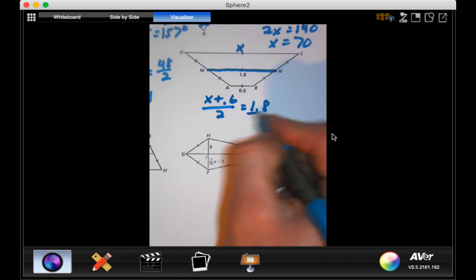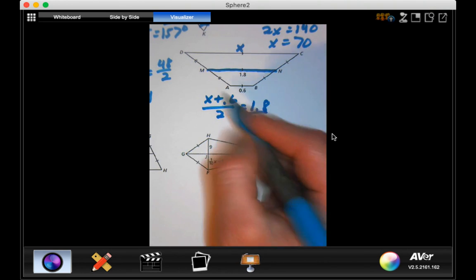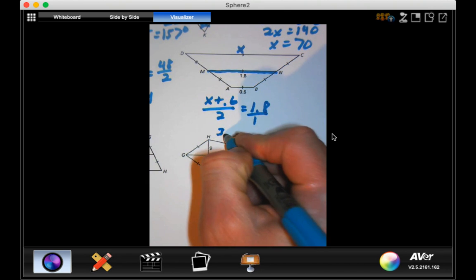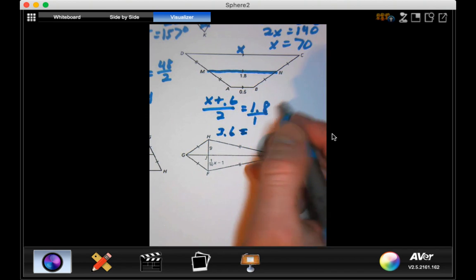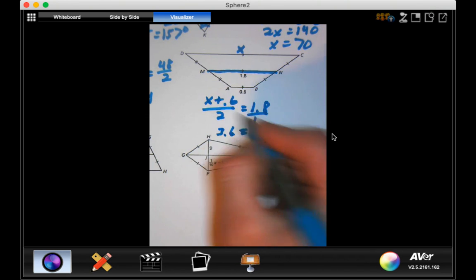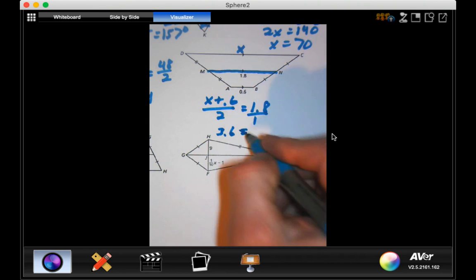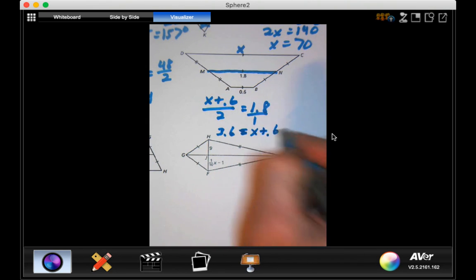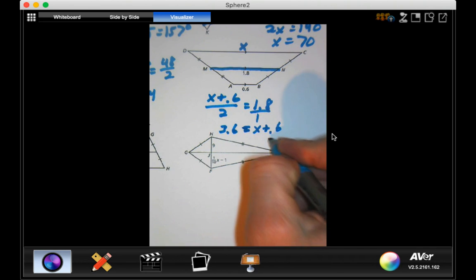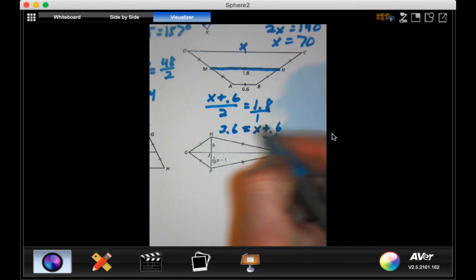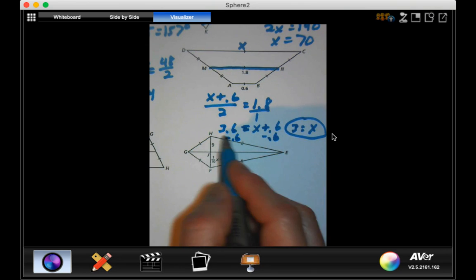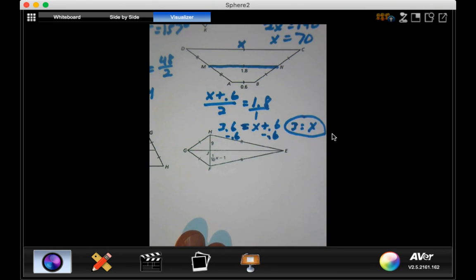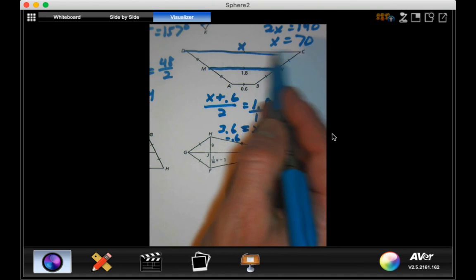What I'm going to do is old school cross multiply. So I'm going to put that over 1 and cross multiply. So 2 times 1.8 is 3.6 equals 1 times both of those. So I'm going to distribute the 1 times x is x plus 0.6. If I subtract 0.6 from both sides, I'm going to be left with x equals 3. 3.6 minus 0.6 is 3. And that x represents DC, so I found the length I needed.